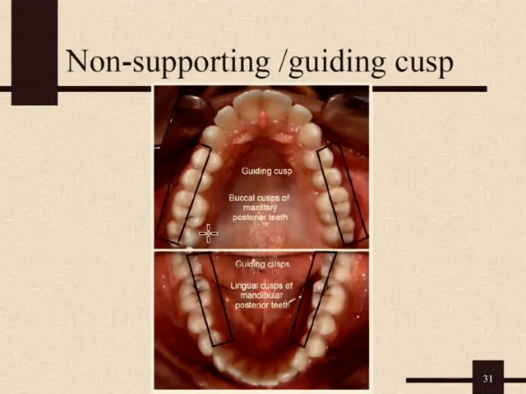Here, these are the non-supporting cusps, or the guiding cusps: the buccal cusps of the maxillary posterior teeth and the lingual cusps of the mandibular molars. They are called non-supporting, and usually they guide the mandible, okay? They only guide it in lateral movements and not in centric occlusion, okay?